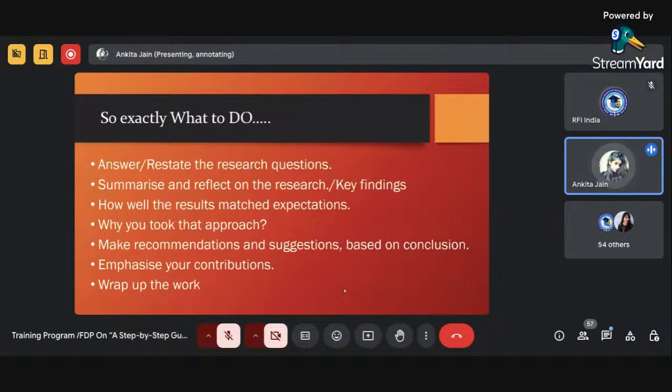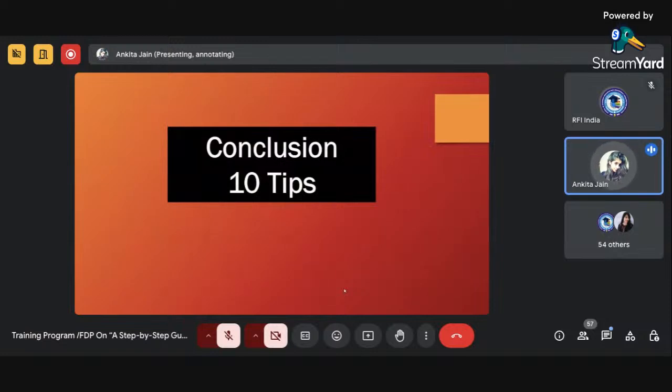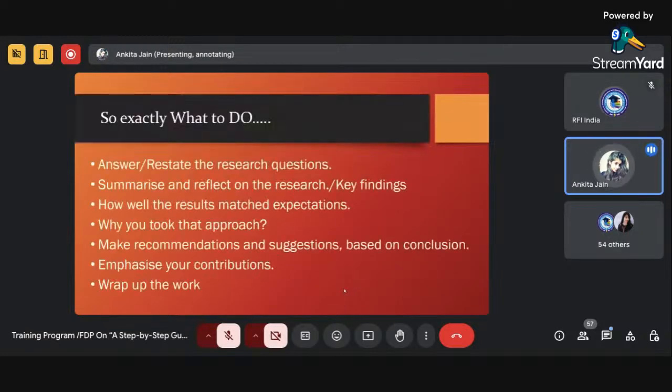So, exactly what to do? Answer or restate the research question, summarize and reflect on your key research findings. Key findings should be there. How well your results match the expectation. I have already told you that you should know your objectives. According to the objectives, write the results in this way, meaning your objective should match your conclusion. What was the objective? Has it been completed or not?